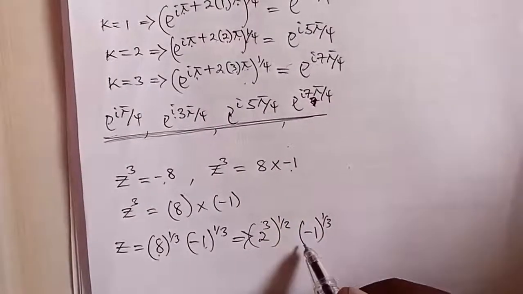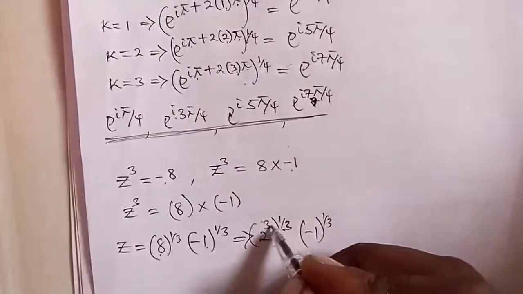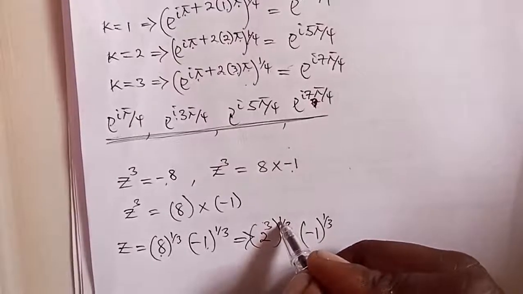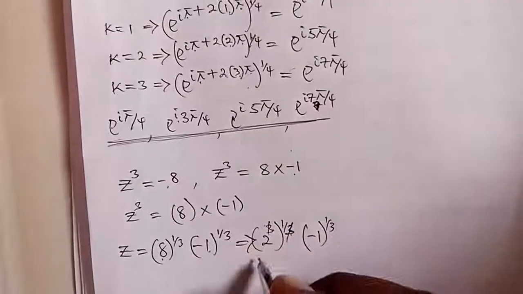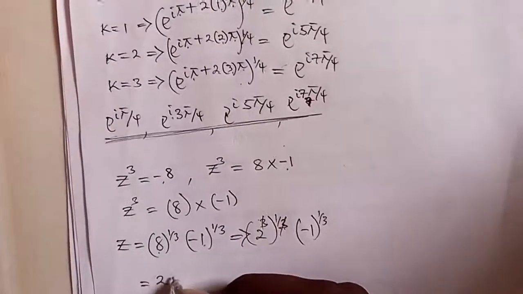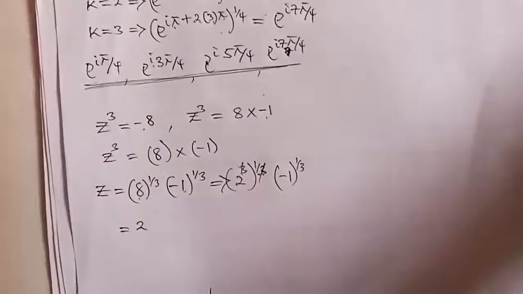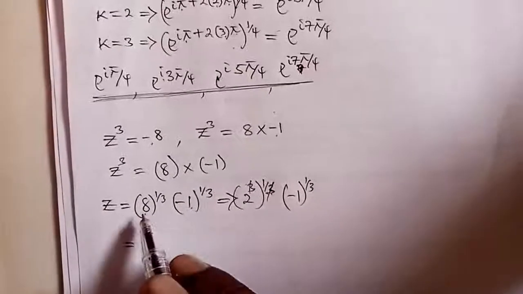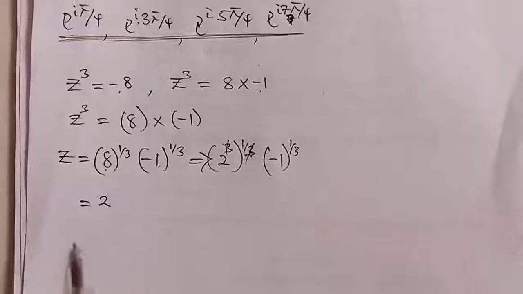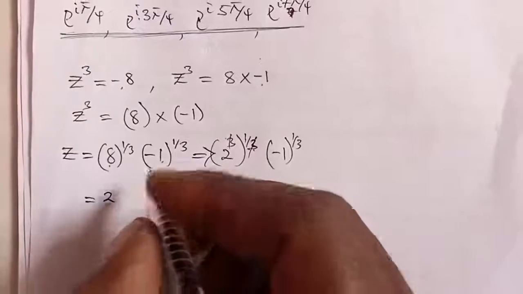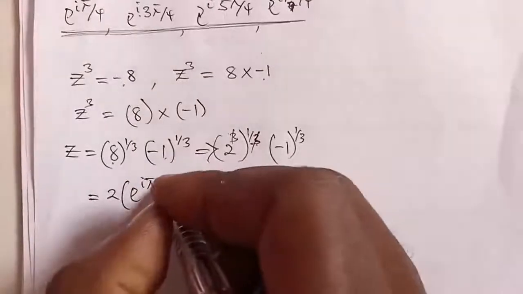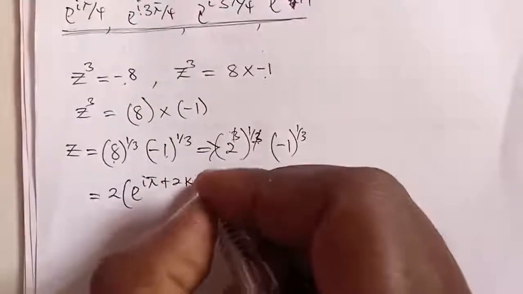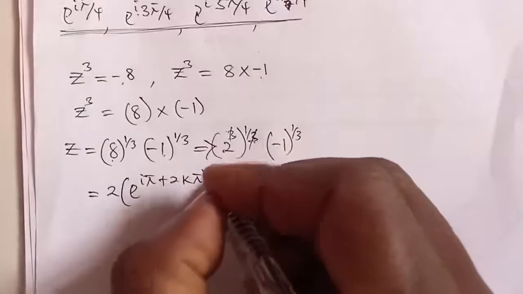So if we have gotten it here, it means 3 times 1 is 3, and 3 divided by 3 is 1. So what we're going to have on this side is just 2 times minus 1. Instead of writing minus 1, we can replace the minus 1 with its identity. The identity of minus 1 is e to the i pi plus 2k pi, and then we still bring the power 1 over 3.